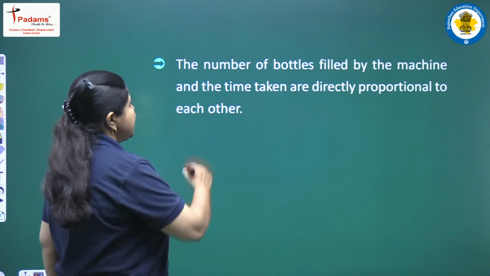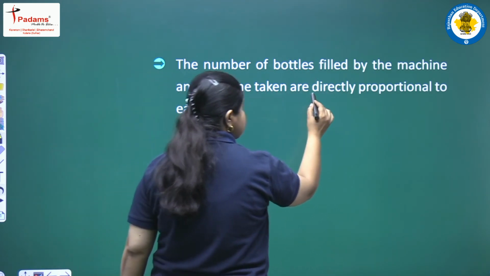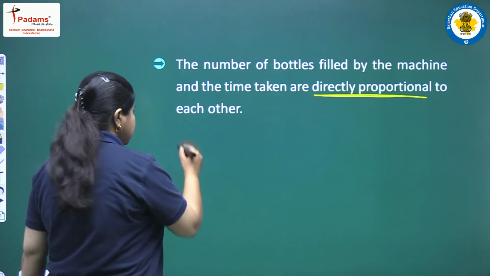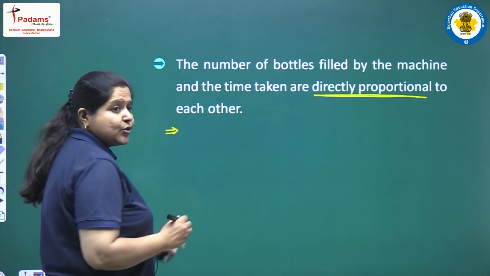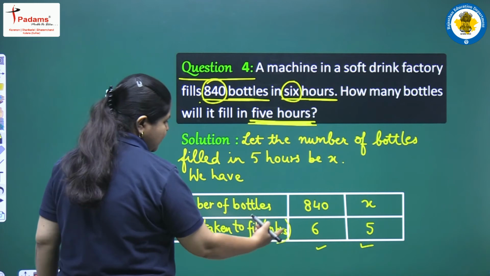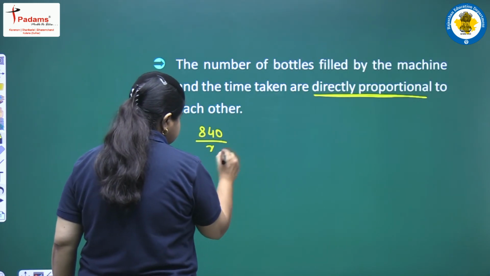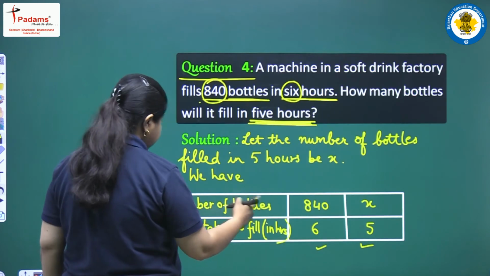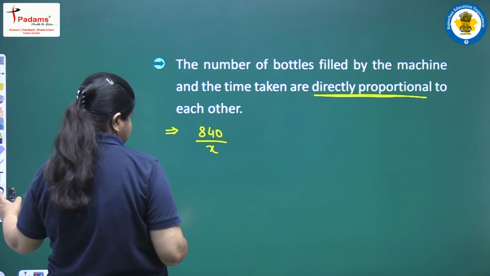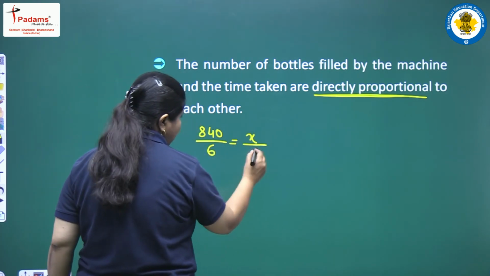We take here on next page, the number of bottles filled by the machine and the time taken are directly proportional to each other, and so the two ratios, the ratios of the values of the two quantities, we see here 840 upon x, this is equal to, here we see 840 upon 6, not x, here we will write 840 upon 6, this is equal to x upon 5.